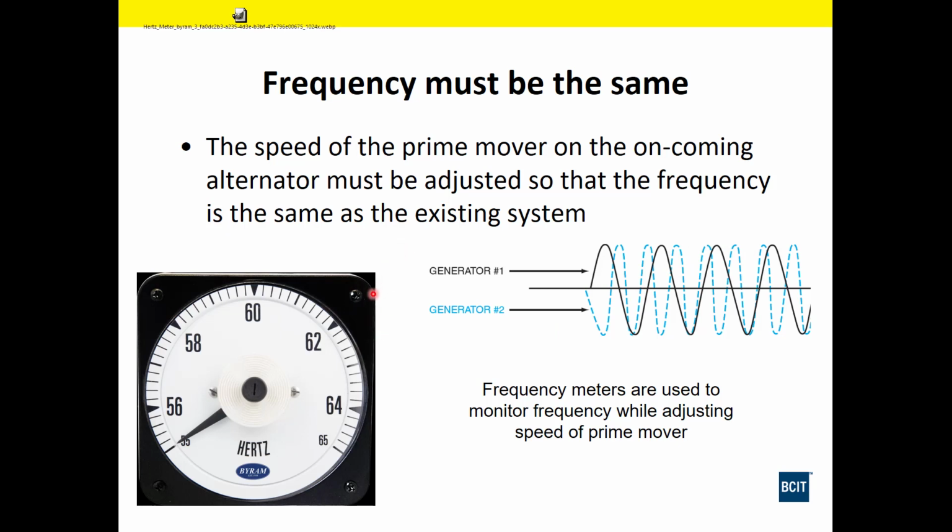Okay, so what has to happen is we have to adjust the speed of our prime mover to adjust our frequency. Now, those closed loop controllers might have an external input to them, so you can tweak the frequency. Okay, so here we have a thing called a frequency meter that you can watch while you speed up and slow down your prime mover that's powering your alternator. Then your goal is to try and get the frequency, and hopefully the system you're connecting up to has a frequency meter on it, so you can make your frequency exactly the same.